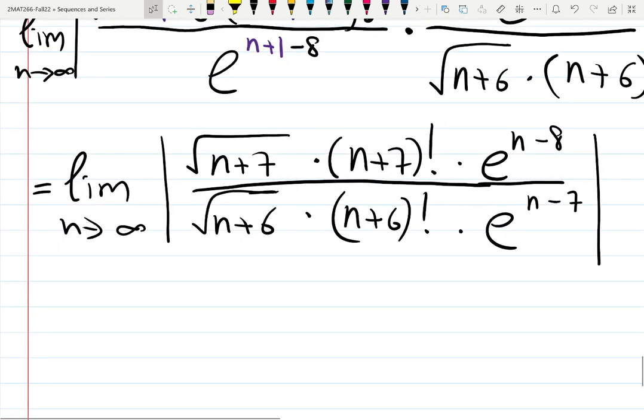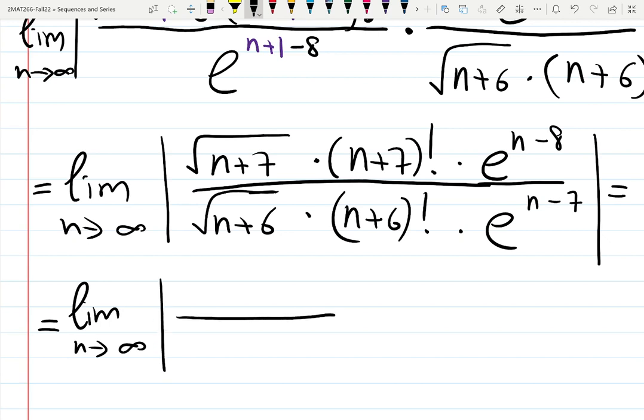Okay, now start simplifying everything you can. Don't touch the square roots. We cannot cancel them out. Remember that. We just keep them as they are. That will be part of the limit to figure out. Square root of n plus 7 over square root of n plus 6. But what we can figure out is the other two guys. So n plus 7 factorial over n plus 6 factorial.